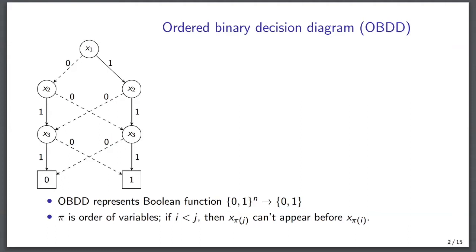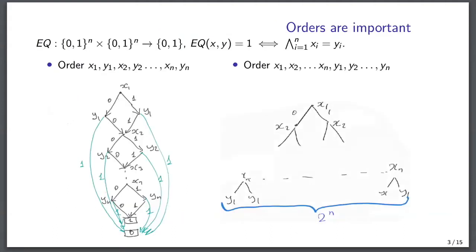If you want to compute a function, you start in the source node and go along the edges corresponding to the values of the corresponding variables. This path will finish in a sink node, and the sink node is labeled with the value of the function. And an OBDD has the following restriction: in all paths from the source to a sink, variables appear in the same order. This is important, and I will explain why. First of all, let's note that the order of variables is important.